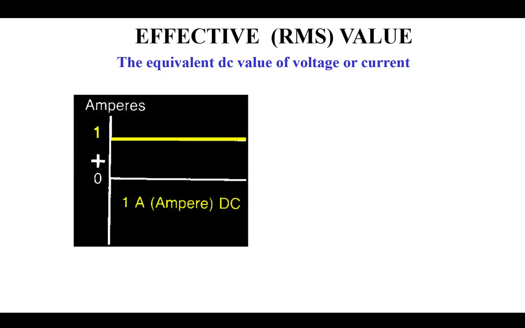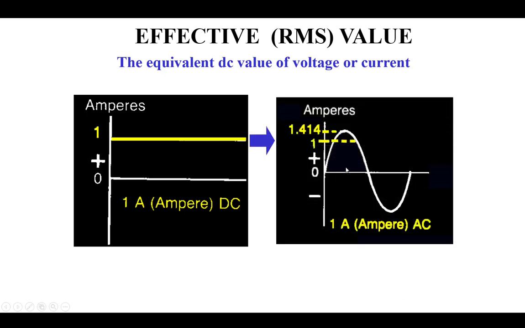Now the effective value is the equivalent DC value of voltage. Because the voltage is rising and falling and the current's rising and falling, we can't really use peaks as a good way to solve problems with power. So this effective or RMS value is a better way to do that. And what we find is that the RMS value is here compared to the peak value, which is here.